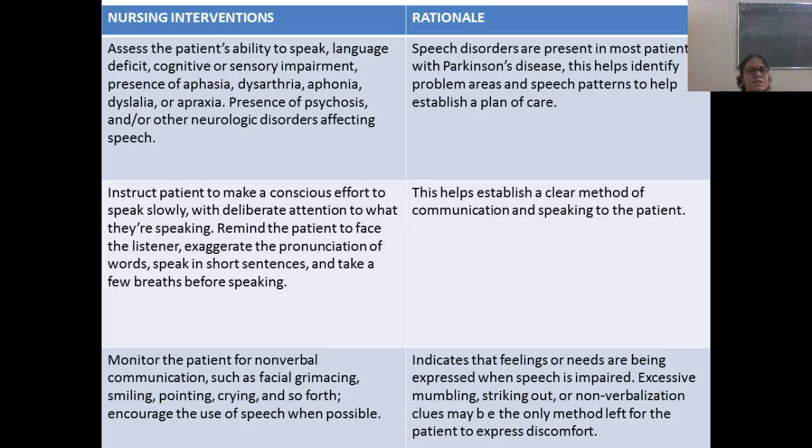Then nursing interventions are: assess the patient's ability to speak, language deficit, cognitive or sensory impairment, presence of aphasia, dysarthria, aphonia, dyslalia or apraxia, and the presence of psychosis or other neurological disorders which may affect the speech. Speech disorders are present in most of the patients with Parkinson's disease. This helps to identify the problem area and speech patterns to help establish a plan of care for the nurse.